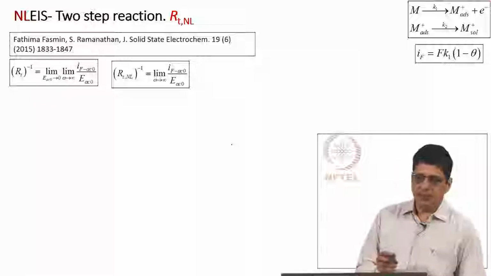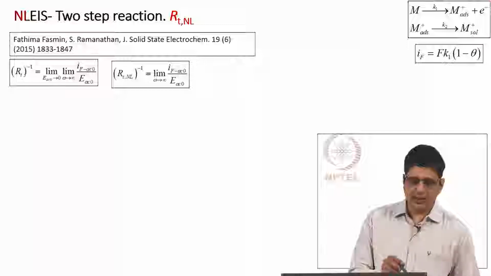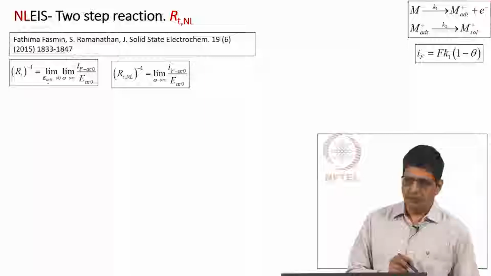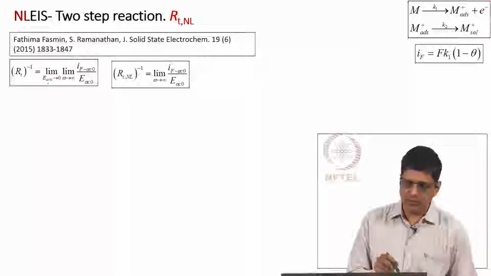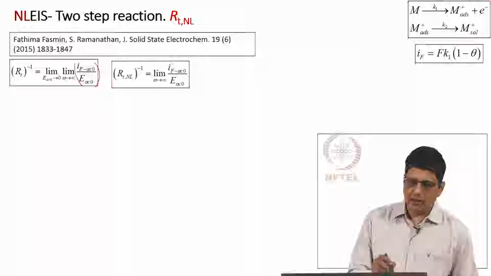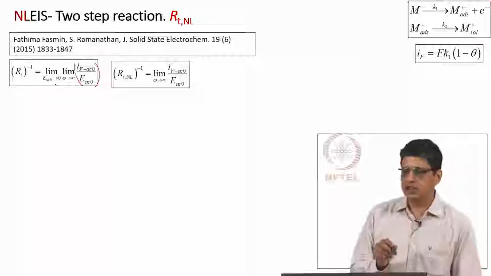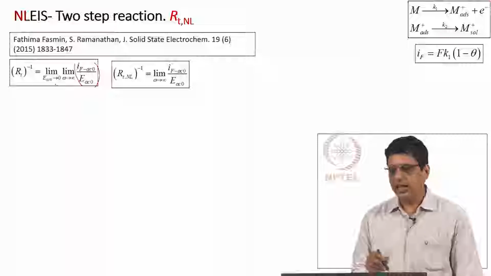Just to refresh your memory, charge transfer resistance is RT, and the definition is given here with the inverse of charge transfer resistance right here. At the limit of EAC tending to 0 and omega tending to infinity, that is high frequency limit and small amplitude perturbation, the Faradaic current will not have any phase offset with respect to the potential, and that Faradaic impedance is the charge transfer resistance under those conditions, or Faradaic admittance is the inverse of charge transfer resistance.